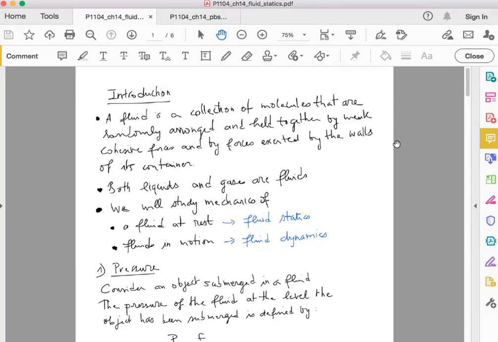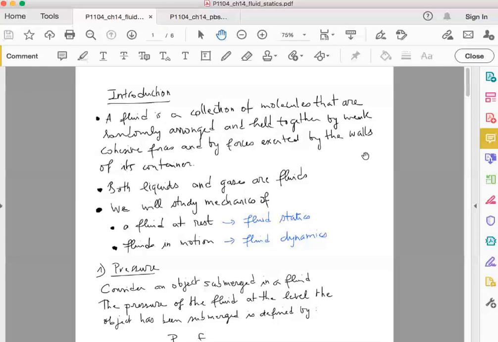So first of all, a fluid is a substance made of molecules. And these molecules are randomly arranged and they are held together by weak cohesive forces, okay, and the forces exerted by the walls of the container. So the fluid in general is a substance which doesn't have a shape and it takes the shape of the container where it is, and both liquids and gases are fluids.